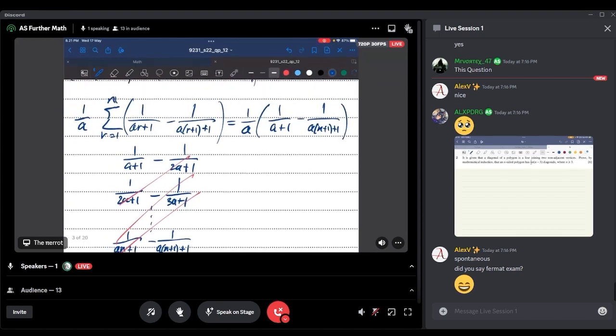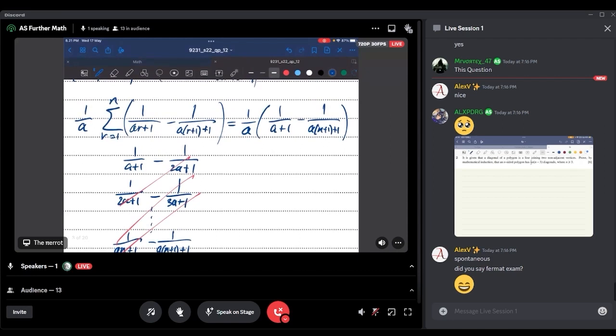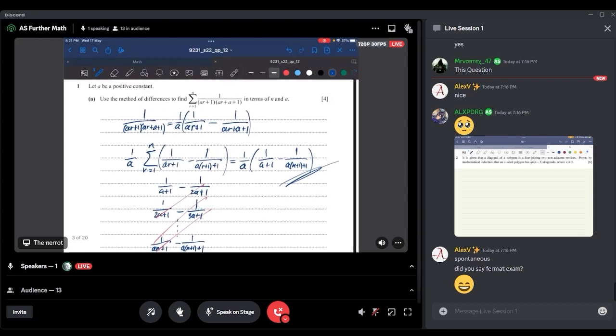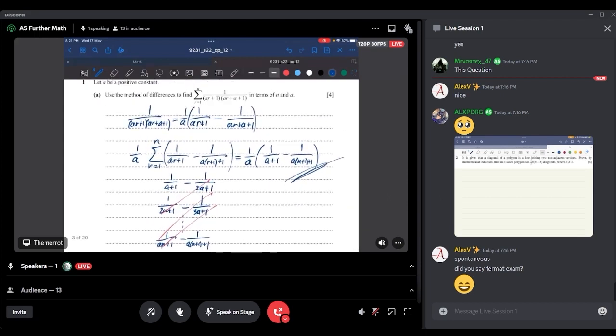Okay, I hope I'm not making any mistakes here. Yeah. Okay. And so that's the answer. 4 marks just for these. Actually, you can just do it in 2 lines. Okay.